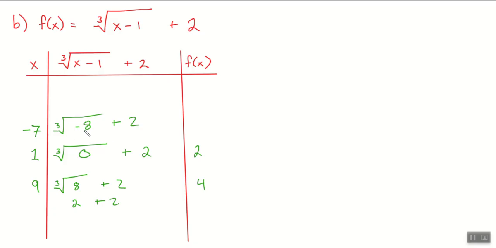What number do I multiply by itself 3 times to get negative 8? Negative 2 times negative 2 times negative 2. Hey, that does it. So when I get here and I see that this is just negative 2 plus 2, what does it come to? 0. Well, man, that was at negative 8. Any other values that you guys came up with?